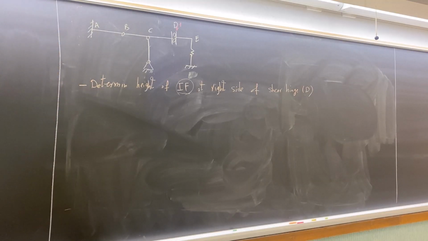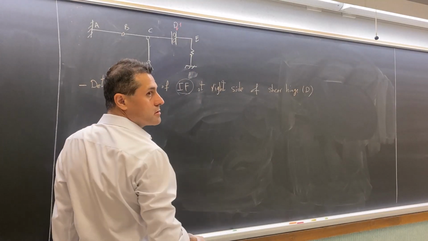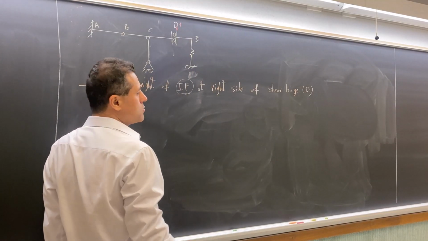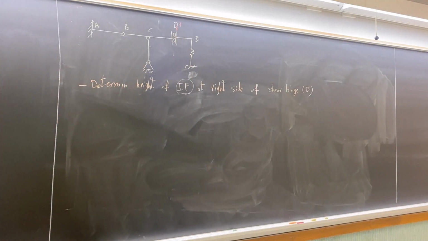Okay, now this is just statics. We have a structure. The load is 1, maybe Newton. We don't care about the unit. And it is placed at the right side of the shear hinge. And then what are we looking for?